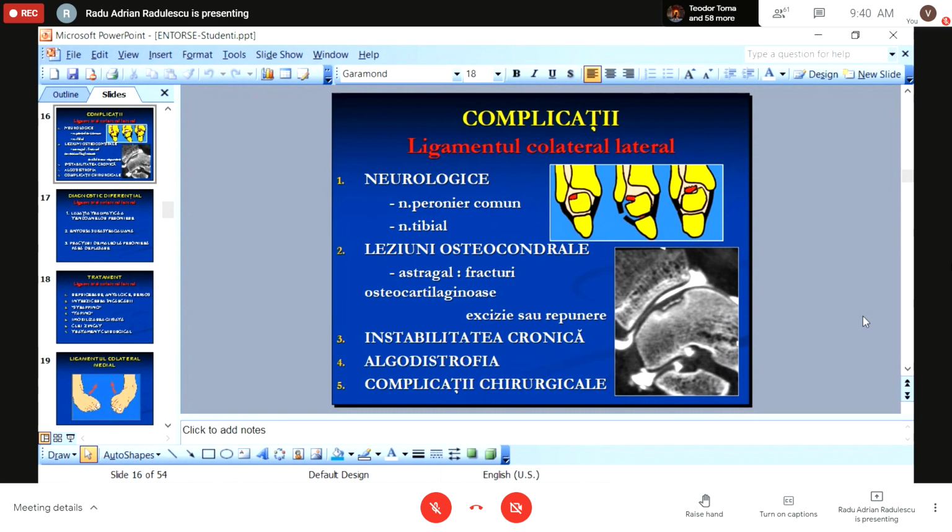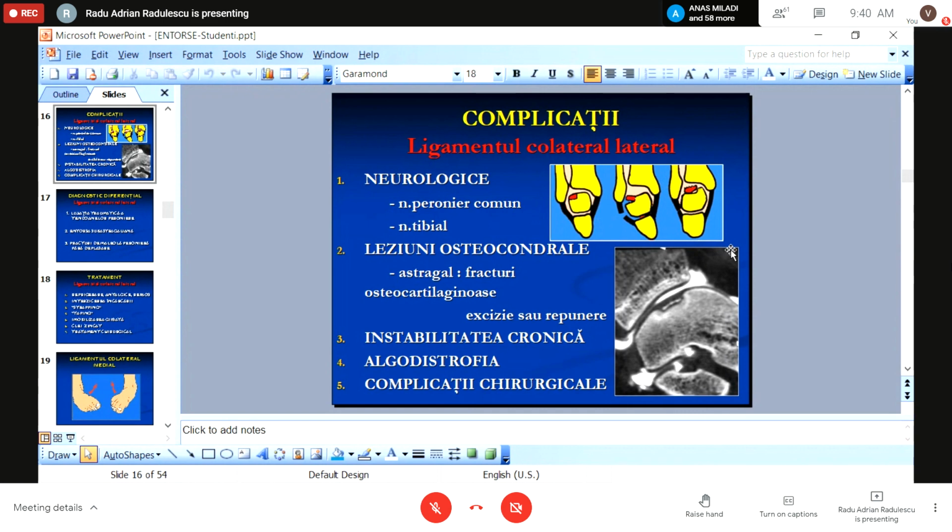Other lesions may be osteochondral lesions. During the tough contact between the dome of the talus and the lateral malleolus, a small fragment, usually from the superolateral angle of the dome of the talus, may be detached. You see here, it's this small red fragment. It may be detached from the talus and become a loose body inside the ankle joint.